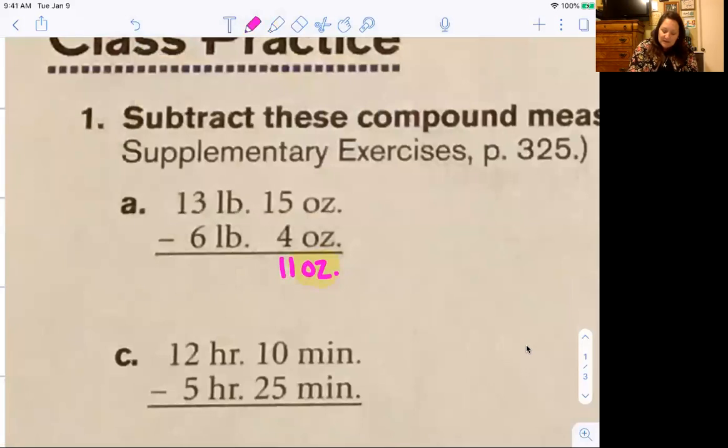Now, 13 minus 6 is 7. So my answer is 7 pounds, 11 ounces. Very easy. And most of the time, if you don't borrow, they're incredibly easy problems to work out.